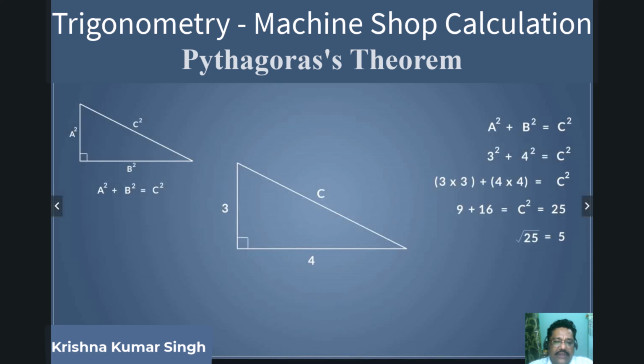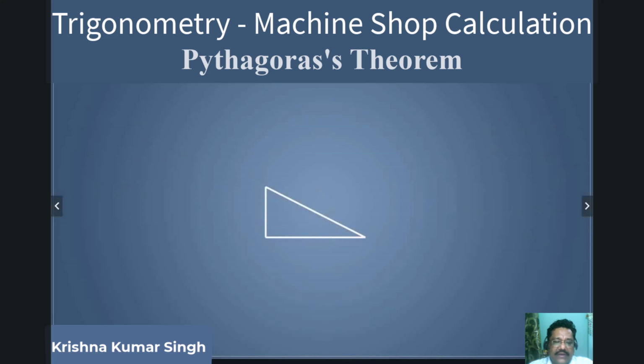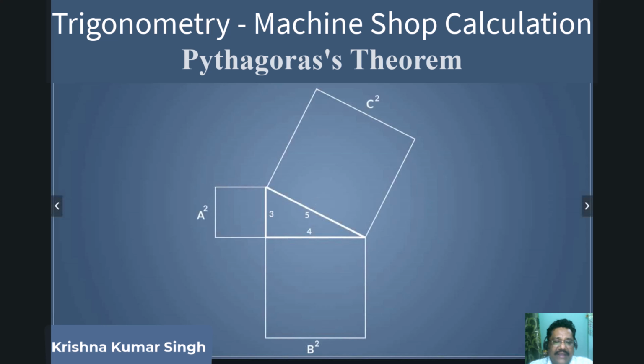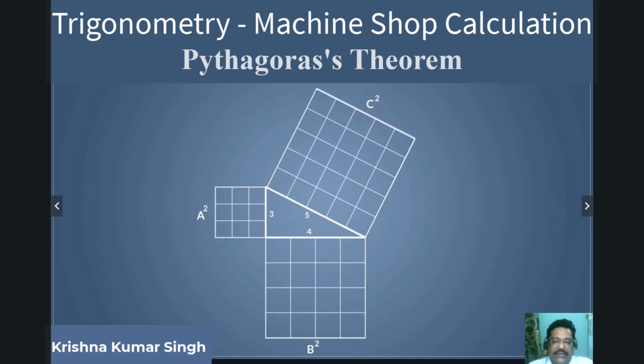So now, graphical representation. To visualize this, if we draw a square on each side of the triangle, the areas of the squares on sides A and B will fit perfectly into the square on hypotenuse C. For A equal to 3, the square has area 9, and for B equal to 4, the square has area 16, and for C equal to 5, the square has area 25.